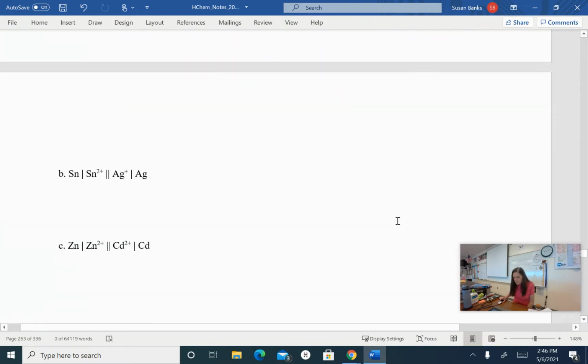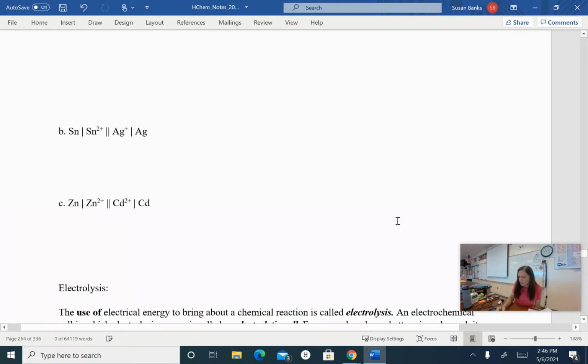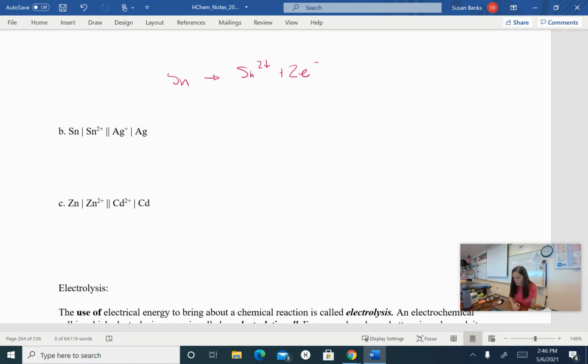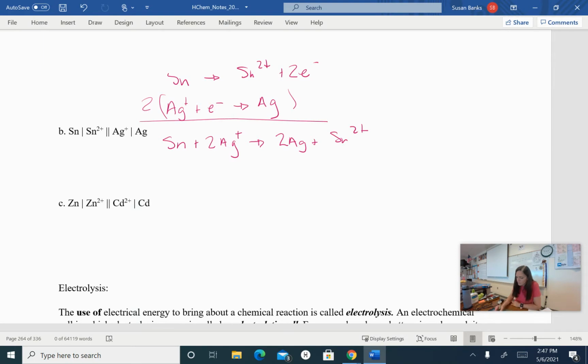All right, let's look at this. So we've got tin. So how do I go from solid tin to tin plus 2? I have to have 2 electrons with this, don't I? And if I go from silver plus 1 plus an electron will get me to silver, right? So I'm going to need to double my silvers here in order to get that to go. Okay, so I will have tin plus 2 silvers plus 1's going to 2 silvers plus tin plus 2, because my electrons will cancel out.